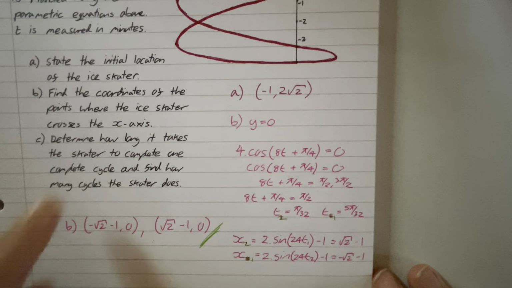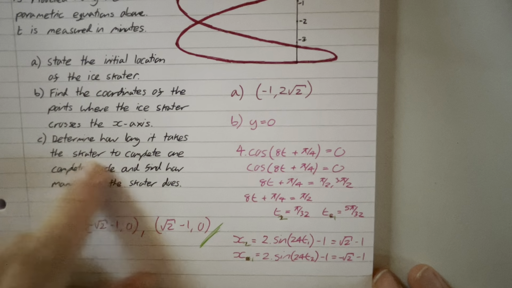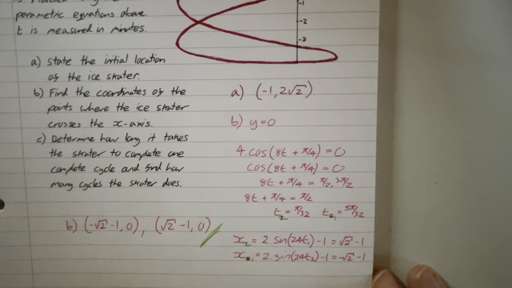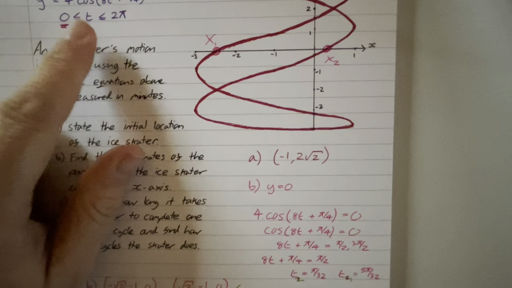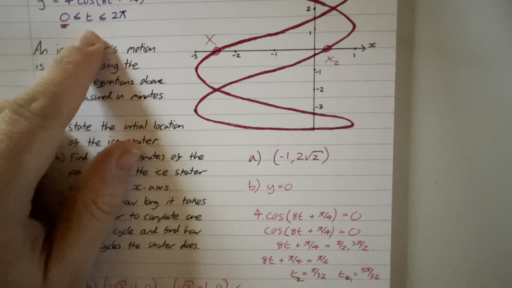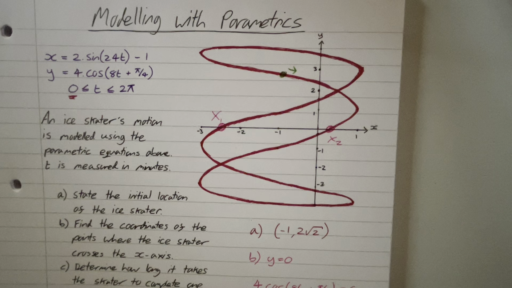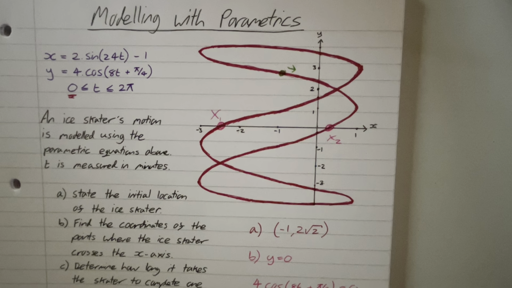Okay, and finally, determine how long it takes the skater to complete one complete cycle and find how many cycles the skater does. Okay, so we're restricted for t values between 0 and 2 pi. So there's going to be a finite number of times that the ice skater is going to traverse this path. And we need to work out, first of all, how long it takes him to traverse the path once, and then how many times he traverses it altogether between the 0 and 2 pi.